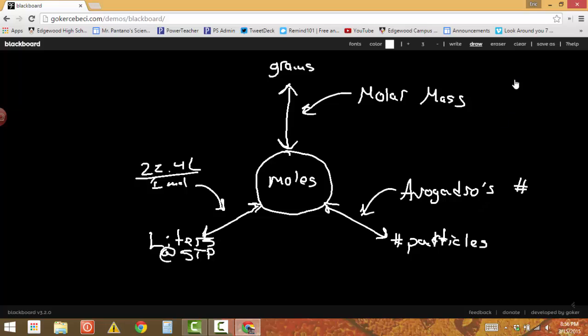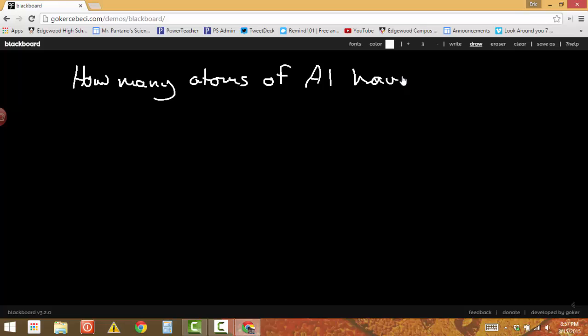All right, let's do an example of that. Let's say I want to know how many atoms of aluminum have a mass of 50.0 grams. Now, nowhere in this problem do you see the word moles. That means we're not starting at moles, and we're not ending at moles. But we are going to go through moles in the middle.